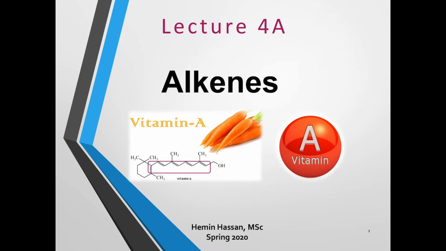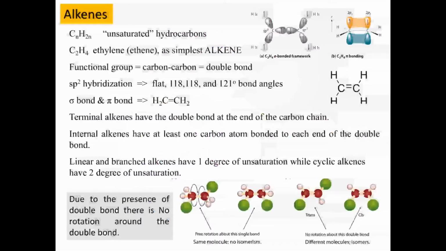Alkenes are essential compounds in the structure of drugs. Vitamin A is an example explained here that consists of several conjugated double bonds next to each other with a single bond. Let's get started and discuss alkenes.